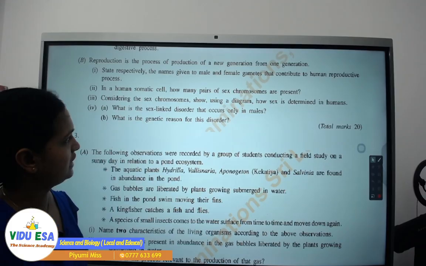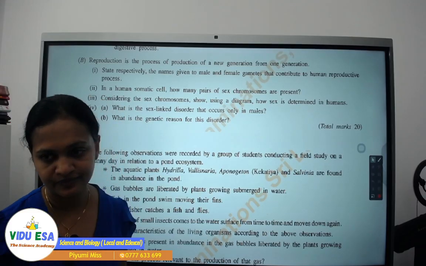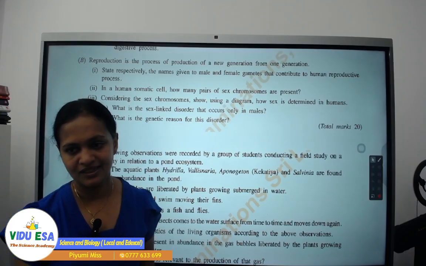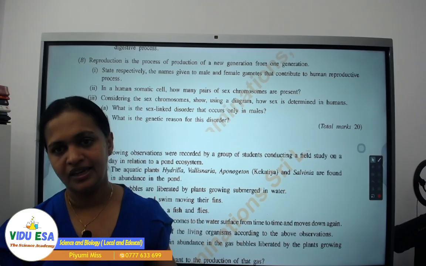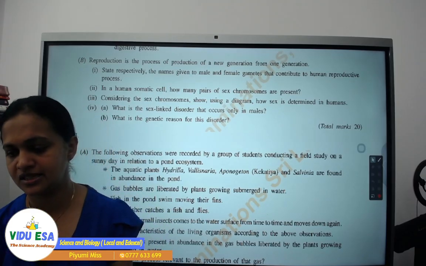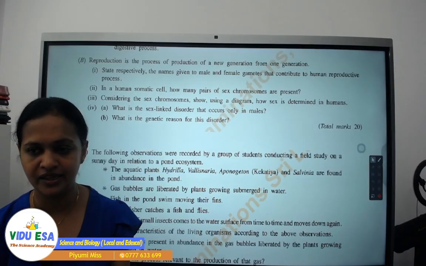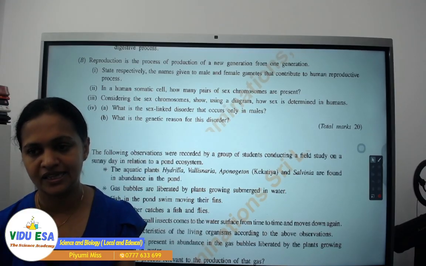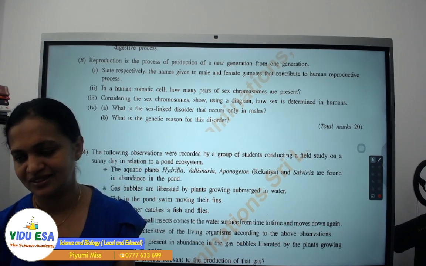What is the genetic reason for this disorder? X chromosome linked recessive gene, right? X chromosome linked recessive gene. 1 mark.